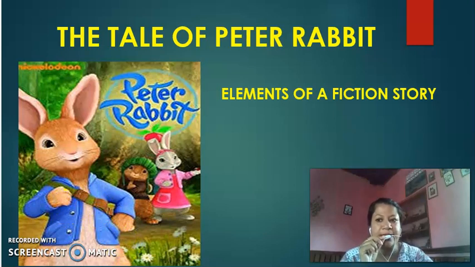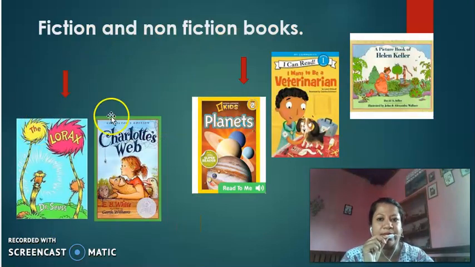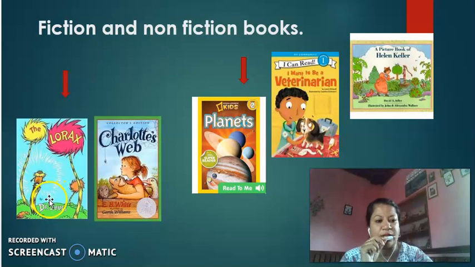Now in the next slide, you can see over here we have some fiction and non-fiction books. Now if you see the Lorax, this is a fiction story. It is not true, okay, it is an imaginary story. I don't know if you have watched it, but it does come on the movie sometimes.